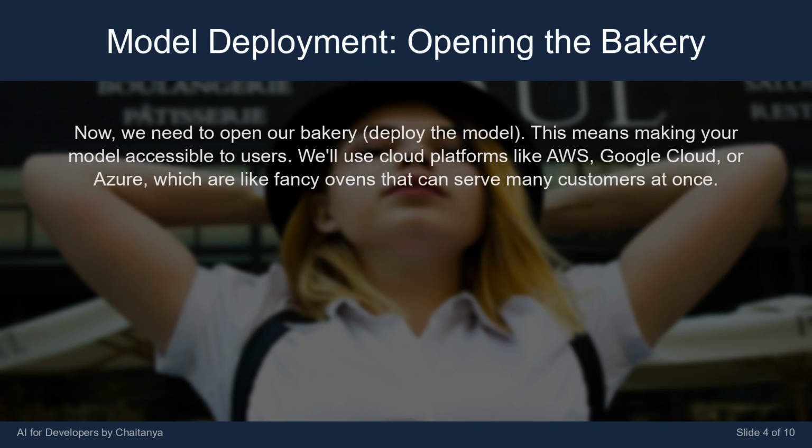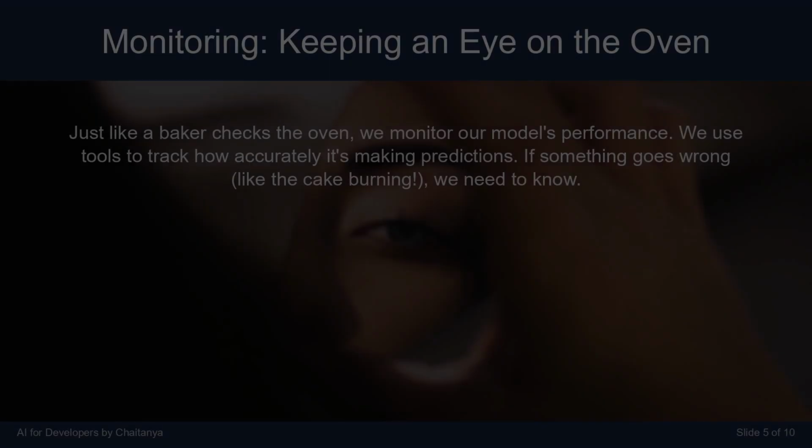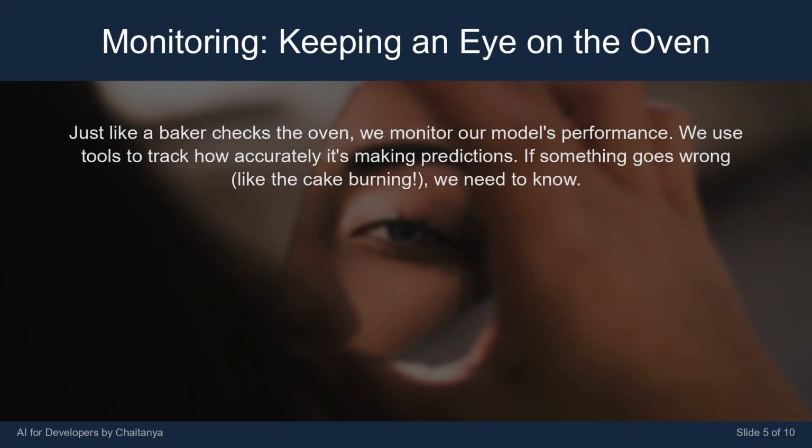Now, we need to open our bakery. Deploy the model. This means making your model accessible to users. We'll use cloud platforms like AWS, Google Cloud, or Azure, which are like fancy ovens that can serve many customers at once.